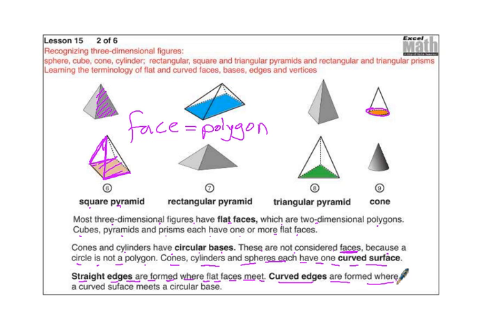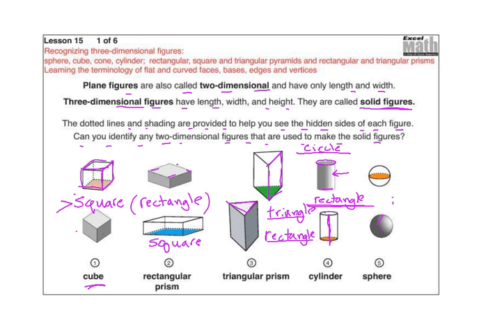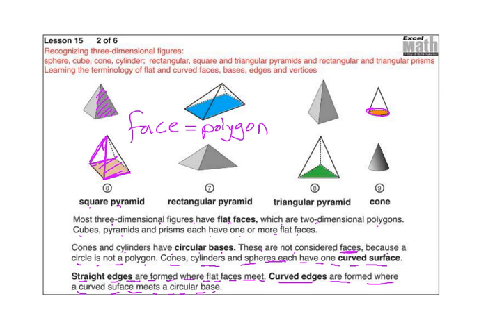Curved edges are formed where a curved surface meets a circular base. So let's go back over here and take a look at a curved edge. A curved edge would be right on here because we have this circular base coming in contact with this curved face, and that's going to be a curved edge. All right, curved edges.